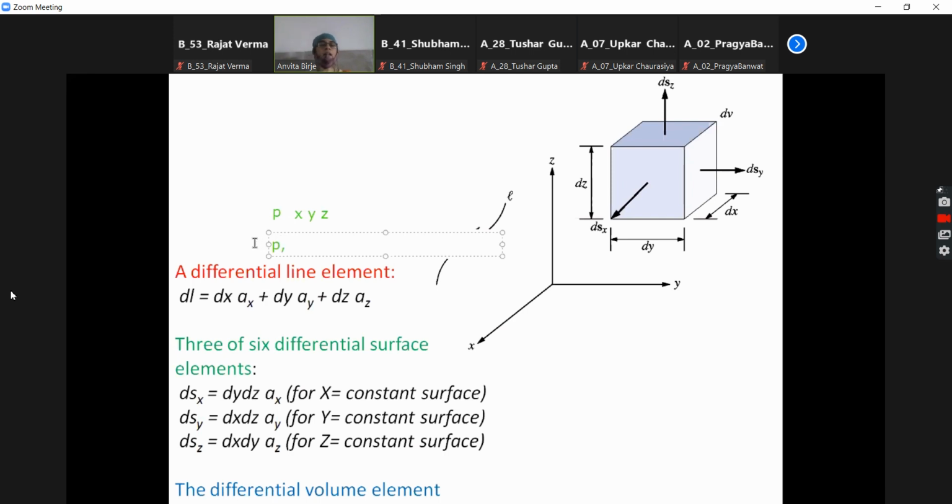Any point is going to be indicated by its three coordinates. So P का coordinate क्या है? X, Y, Z. Similarly, P dash का point क्या है? P dash का क्या है? Coordinate x, y, z, plus dx, dy, and dz.